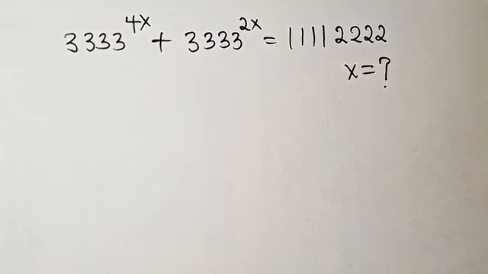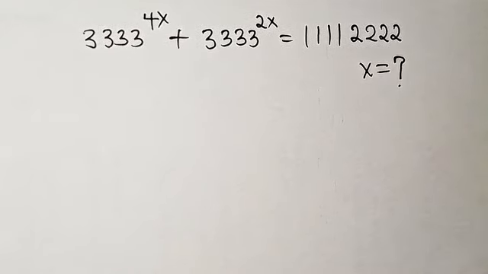Let's see how we are going to solve this beautiful problem here. So we have 3 to the power 4x plus 3 to the power of 2x equals... We have that, right? So how are you going to do this? Now I would like you to stay focused and see what you are going to do. A lot of manipulations, but we are going to get to the root of this problem.